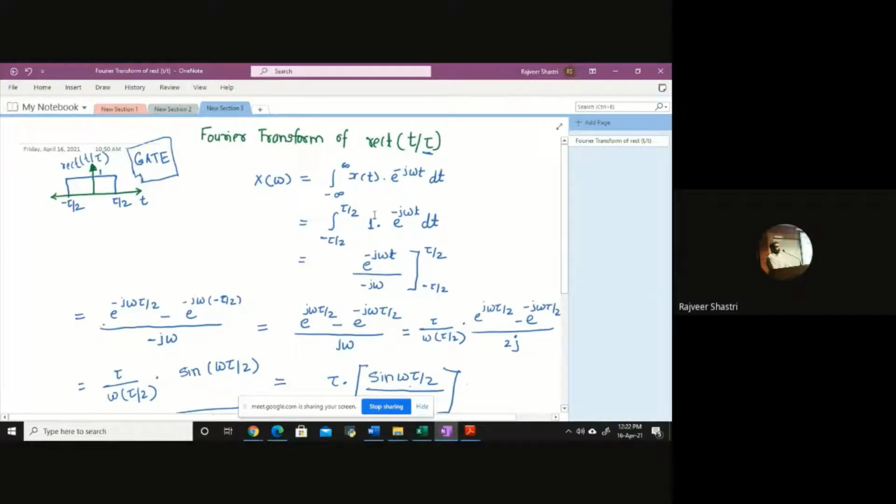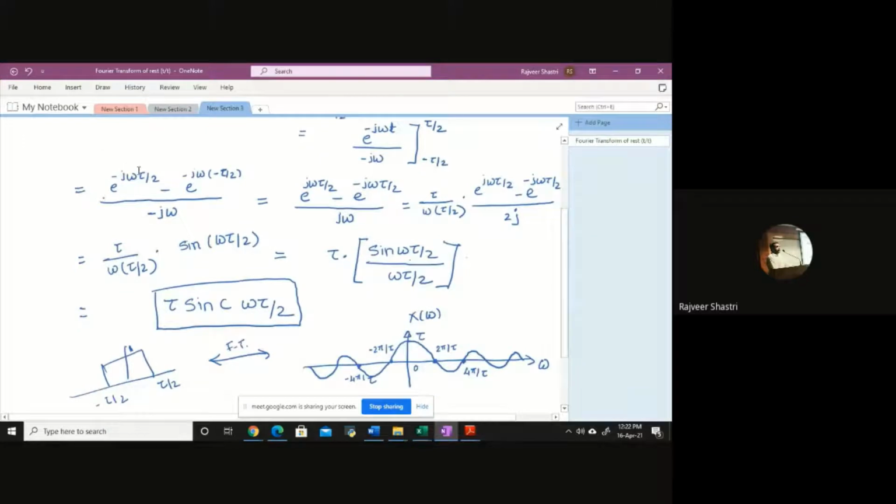So this is nothing but solving this integral only for e to the power minus j omega t. And as we know, the integration of e to the power minus j omega t is e to the power minus j omega t divided by minus j omega. So let's substitute the limits, minus tau by 2 to tau by 2. You can see here, tau by 2 is put here, and minus j omega times minus tau by 2, right, divided by minus j omega.